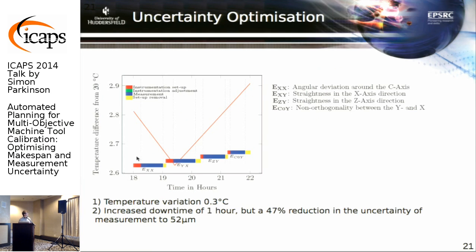So here's just an example of a little bit of the uncertainty plan. You can see on the bottom there we've got the measurements, the blocks, and the red line is the temperature change throughout that section. Now you can see that the temperature variation is low when we're optimizing for uncertainty, but the actual downtime induced to the machine tool from using this calibration plan was 1 hour higher than when optimizing for the Makespan. But it resulted in a good reduction in the uncertainty measurement.